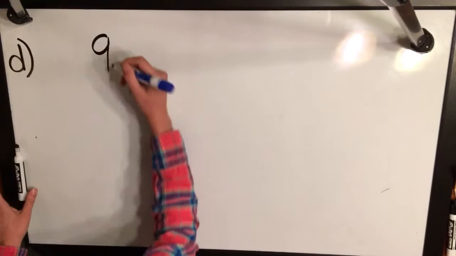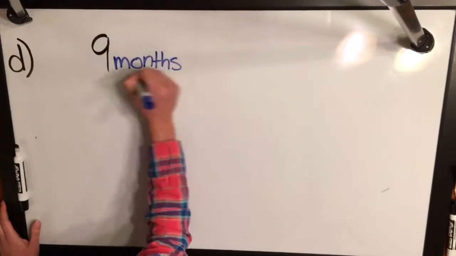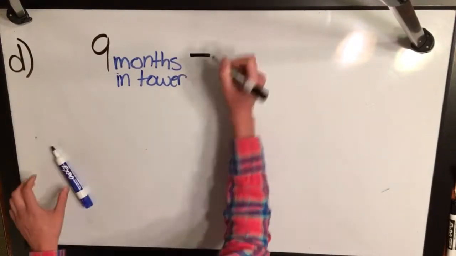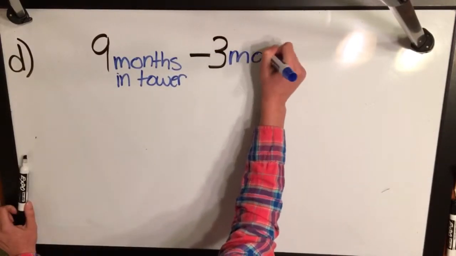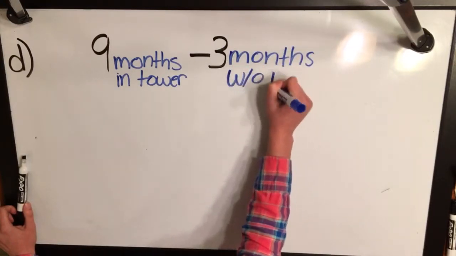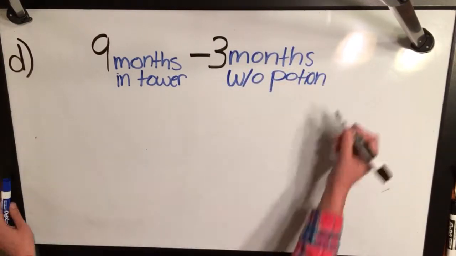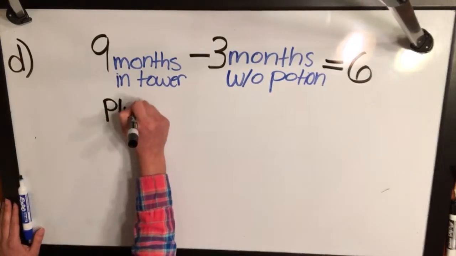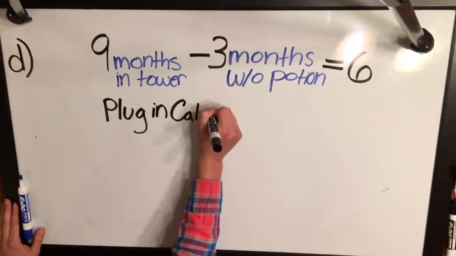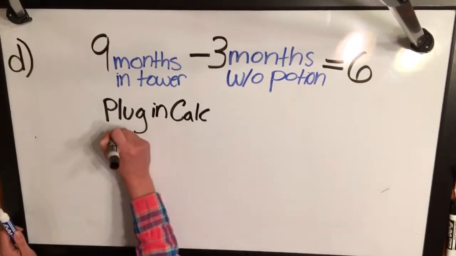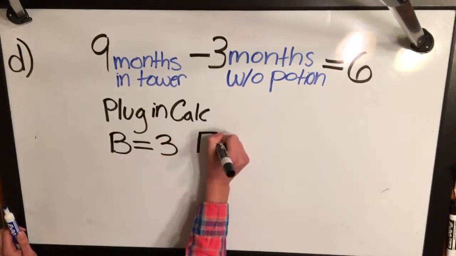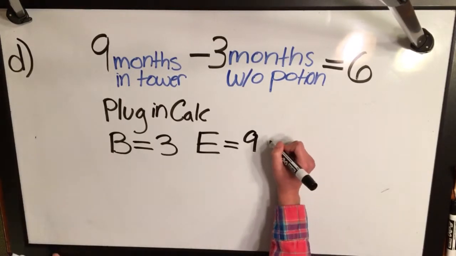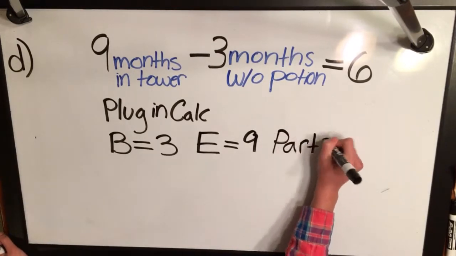Our next question is D, and it is, how long will Rapunzel's hair be 9 months after she entered the tower? This is including the months without the potion. So, if you subtract the 3 months she has without the potion, you have 6 months. You're going to plug this into the summation notation program on your calculator. You're going to plug it in for b equals 3, because that's the beginning of when she starts the potion, and your end is going to be 9, because that's the 9th month.